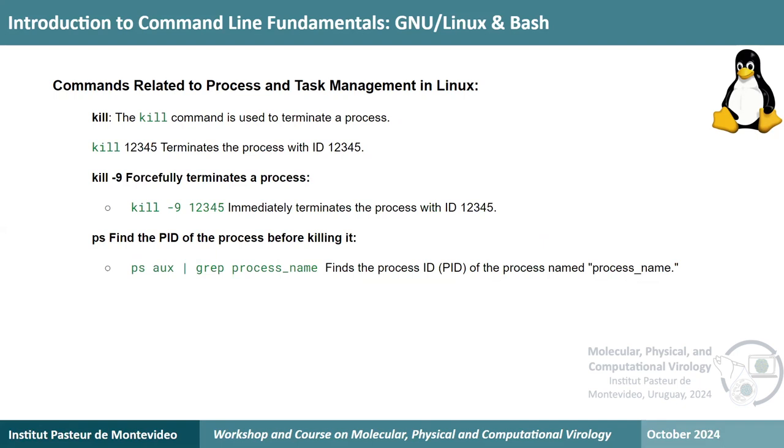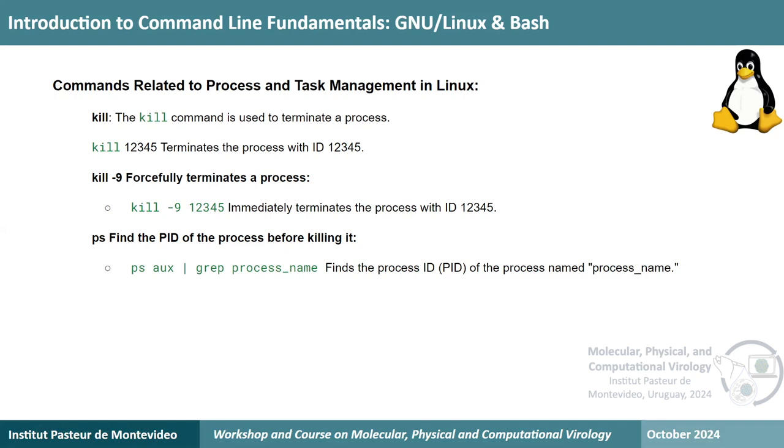When managing processes in Linux, you might need to terminate, or in other words kill, processes that are, for example, unresponsive or consuming too many resources. The kill command is your go-to tool for safely ending processes using their process ID. The kill command sends a signal to a process, usually the TERM signal, which politely asks the process to stop. Here in this example, let's say we have a process ID 12345. So we use kill and the process ID. This command targets the process, requesting it to terminate gracefully.